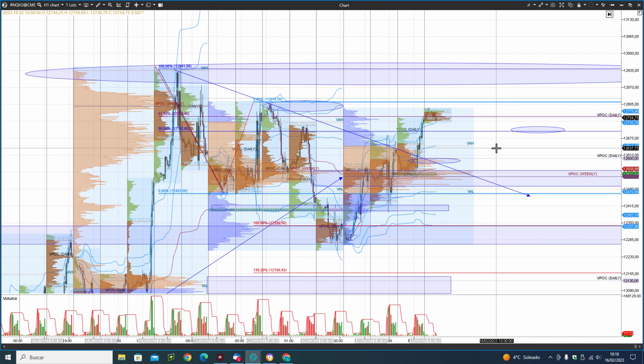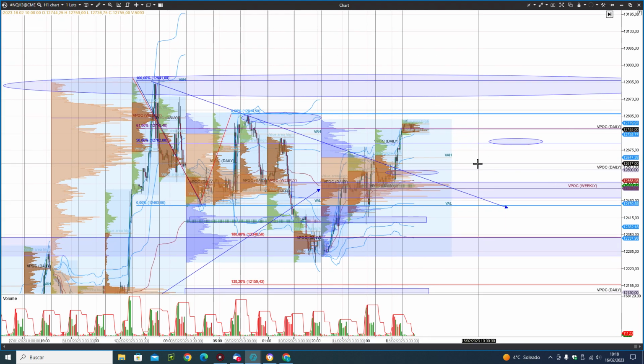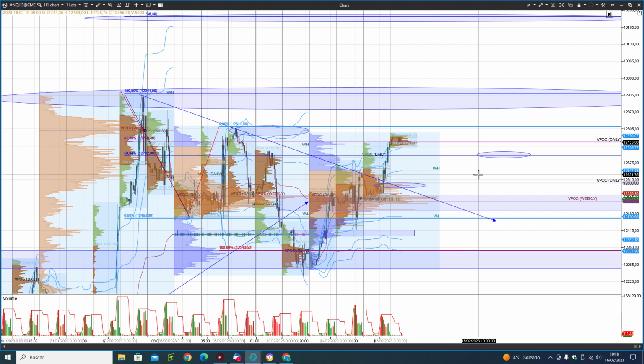About Nasdaq, yesterday this downtrend line was clearly broken, and we are here very close to this price action zone, high volume node at 12,801. It could be our first target.